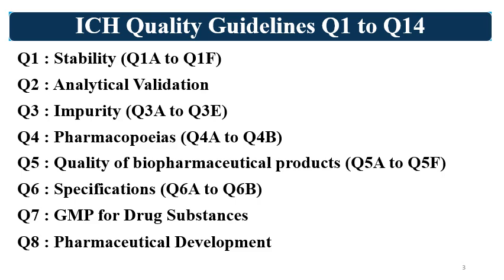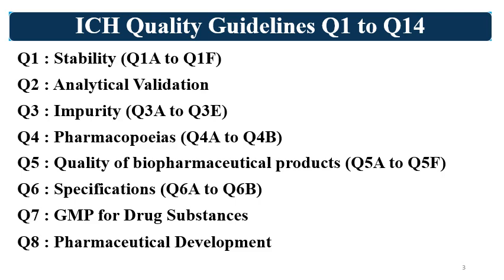There are sub guidelines like Q3A, Q3B, Q3C, Q3D and Q3E. Q4 is the guideline dealing with the pharmacopoeias. So two guidelines are there, Q4A and Q4B. Q5 is the guideline which deals with quality of biopharmaceutical products. Q5A to Q5F are the guidelines in Q5 quality guideline. Then Q6 guideline is there for the specifications. There are two guidelines, Q6A and Q6B.